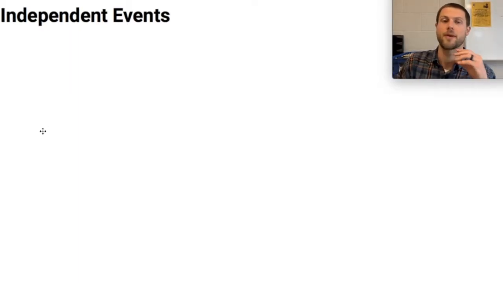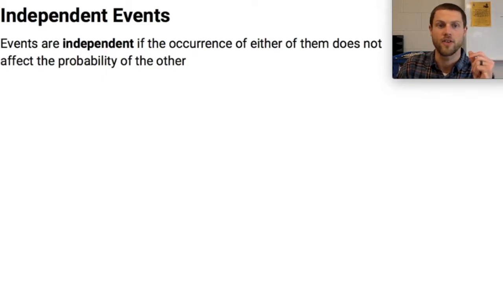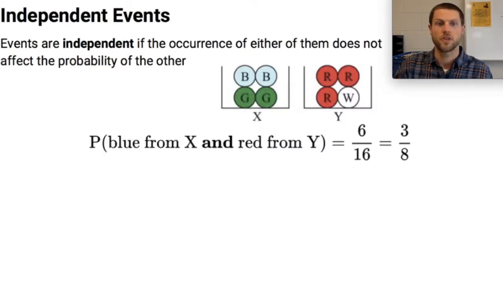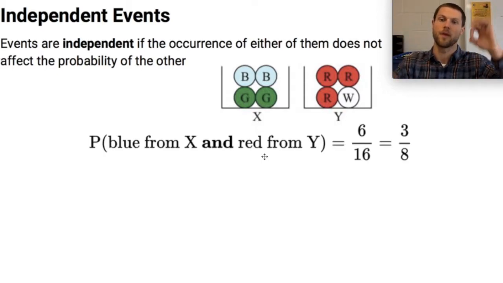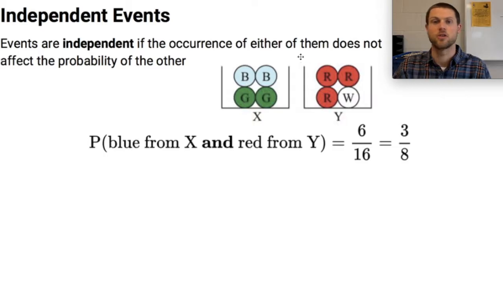So first off, let's talk about the concept of independent events. Basically what that means is that events are independent if the occurrence of either of them does not affect the probability of the other. So if you think about the last example, we had 2 separate boxes and we were drawing from each of them. Whatever I draw from box X has no impact on what I draw from box Y. That's what I mean by independent events. They're not related at all to each other. They don't affect each other.